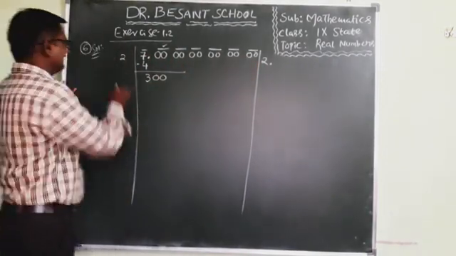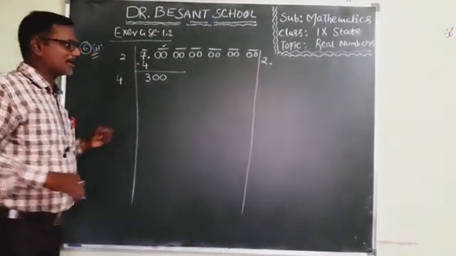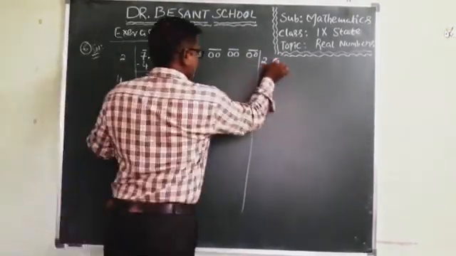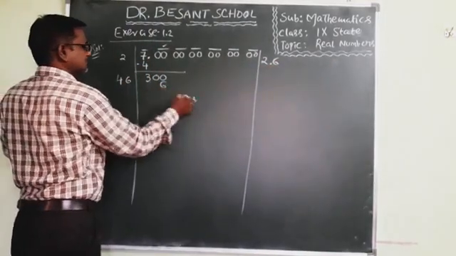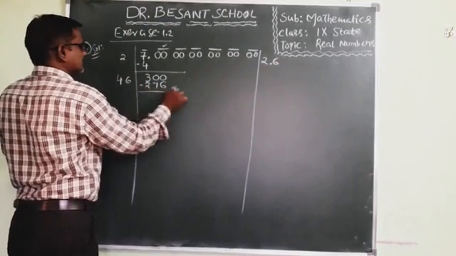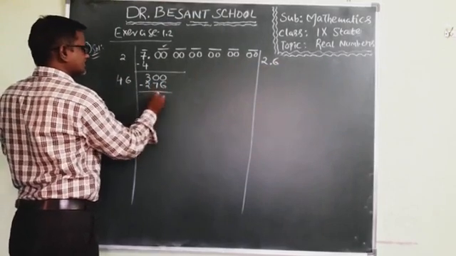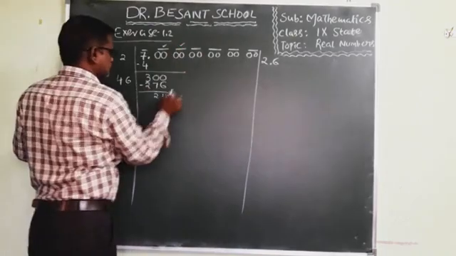2 becomes a double. Yes, we have to make the quotient double. By what should we multiply on both sides? Observe. 6. 6 6s are 36. 6 4s are 24 plus 3, 27. Now minus. So 300 minus 276 comes as 24.